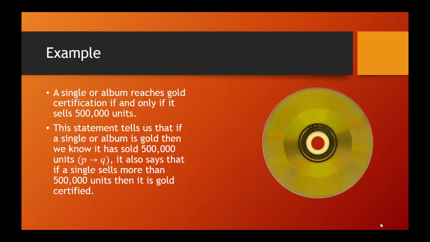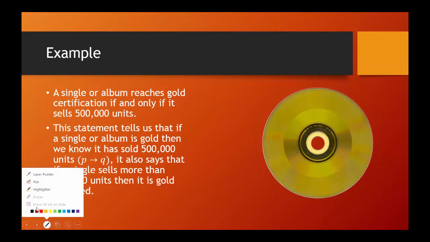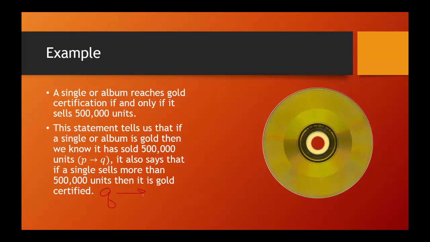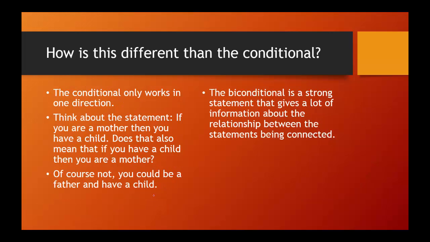So let's take an example. A single album reaches gold certification if and only if it sells 500,000 units. This statement tells us that if a single album is gold, then we know it has sold 500,000 units. That's P implies Q. It also says if a single sells more than 500,000 units, then it is gold certified. So that's our backwards, and I should have written that in there. So let's write it really quickly. That says Q implies P. So you can see we have both directions. We understand what this means.